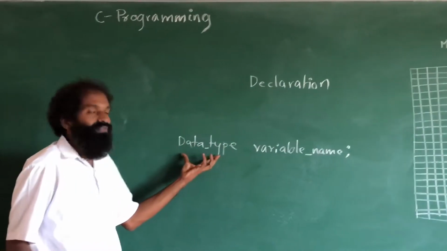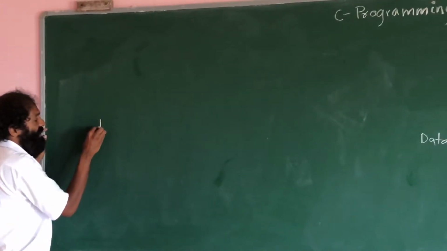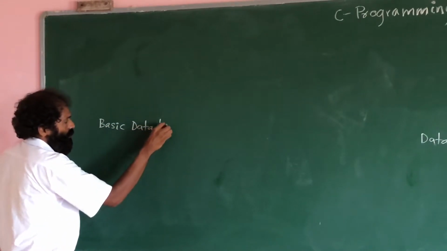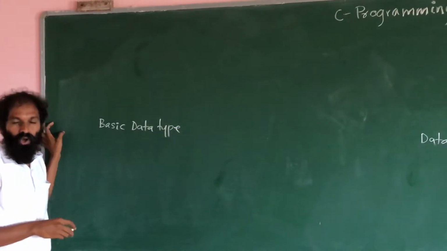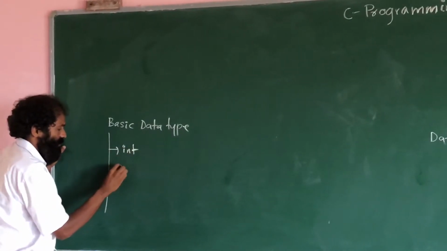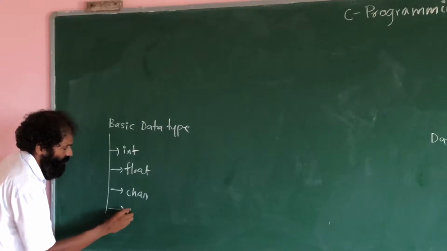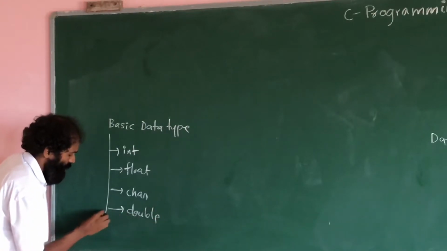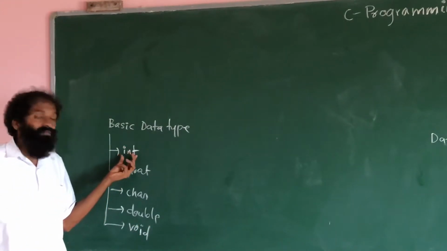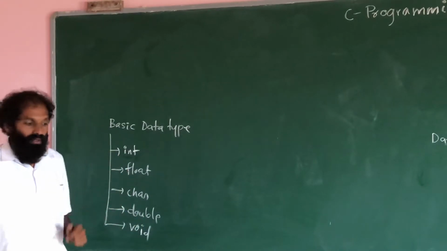Example. Here we have basic data types, or fundamental data types, or primitive data types, all are the same. int, float, char, double, void. int means integer. float is a floating point number. char is a character. double is double. You will come to know.